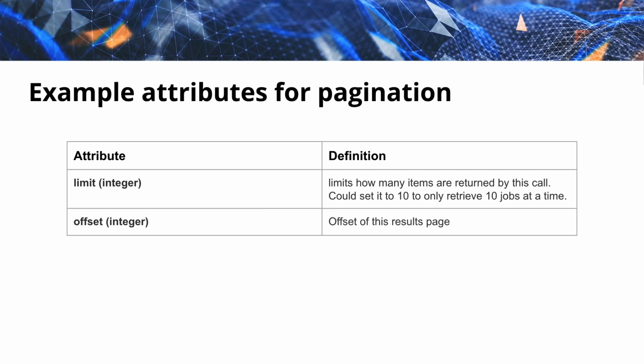The offset is you're offsetting the page or offsetting the results. So if I want to retrieve the first 10, my offset would be 0. If I want to retrieve the next 10, my offset would be 10. My limit would be 10 as well. So you're just choosing what number to offset your results by.